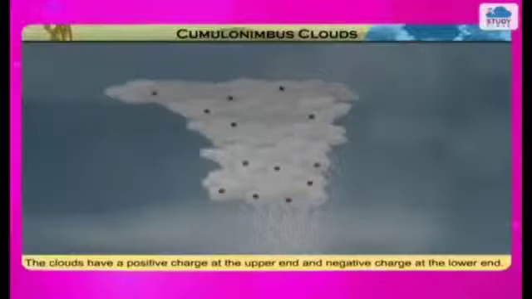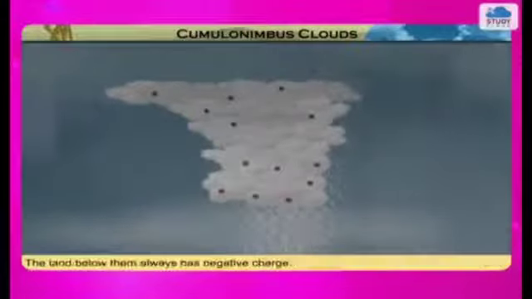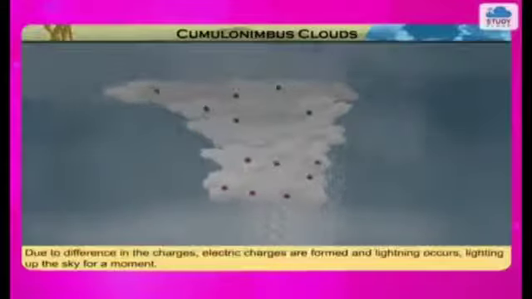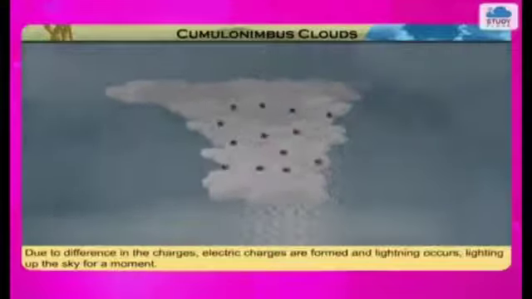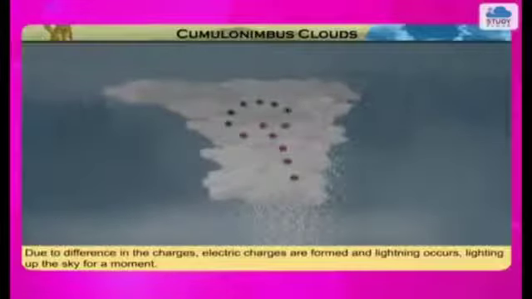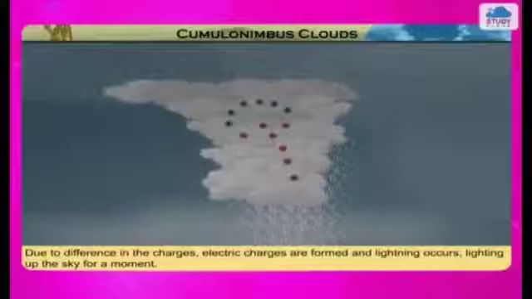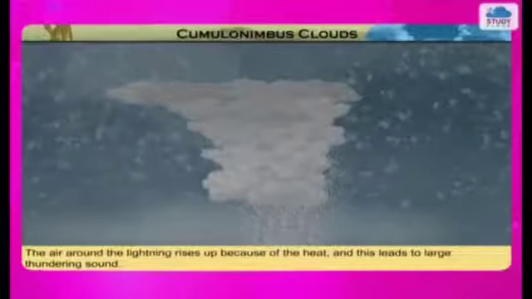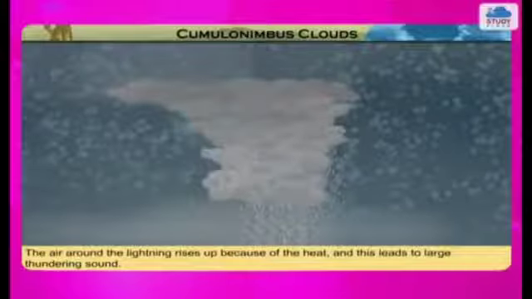The clouds have a positive charge at the upper end and negative charge at the lower end. The land below them always has negative charge. Due to difference in the charges, electric charges are formed and lightning occurs, lighting up the sky for a moment. The air around the lightning rises up because of the heat, and this leads to large thundering sound.